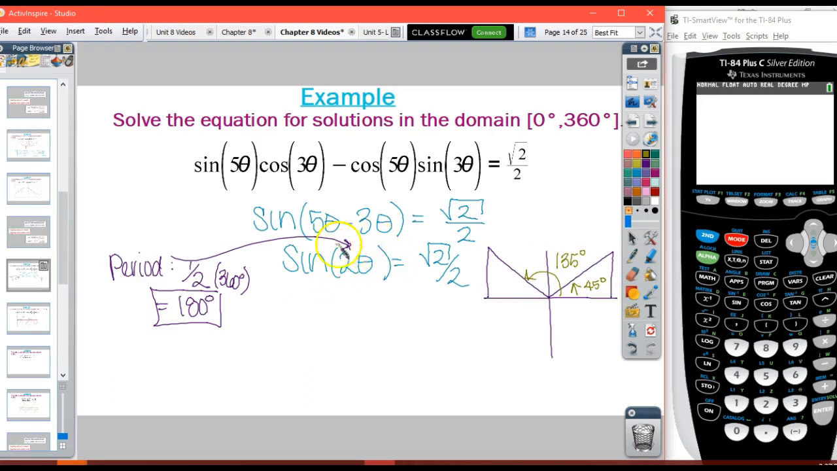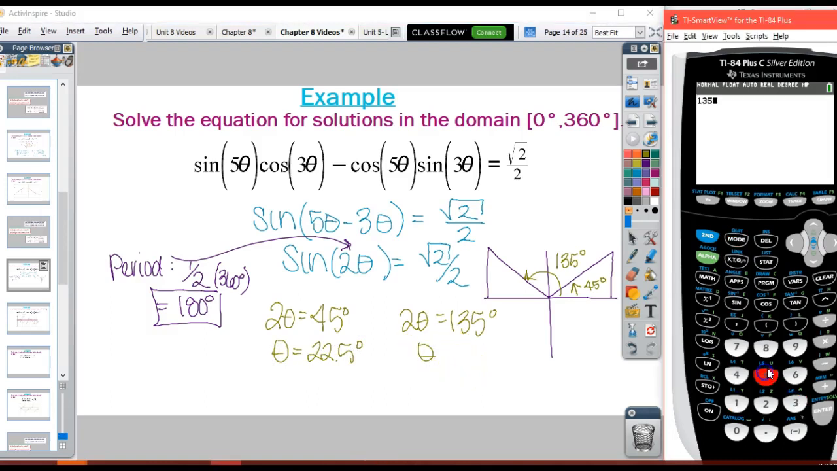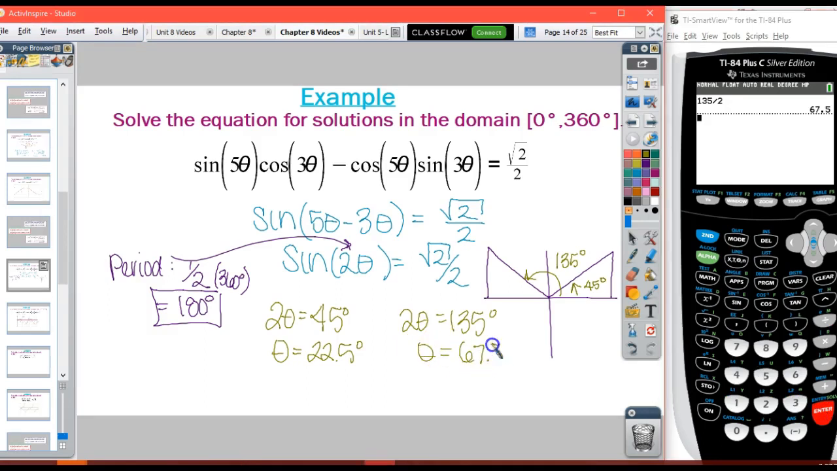So right away I know that the inside here, 2 theta, will need to equal 45, or it will need to equal 135. Now I need to divide by 2 because I'm not looking for where regular sine equals this ratio. I'm looking for sine of 2 theta. So I'll divide both of my answers by 2, and I'll end up getting theta to be 22.5 degrees. And then I'll also get theta to be 135 divided by 2, which is 67.5 degrees.